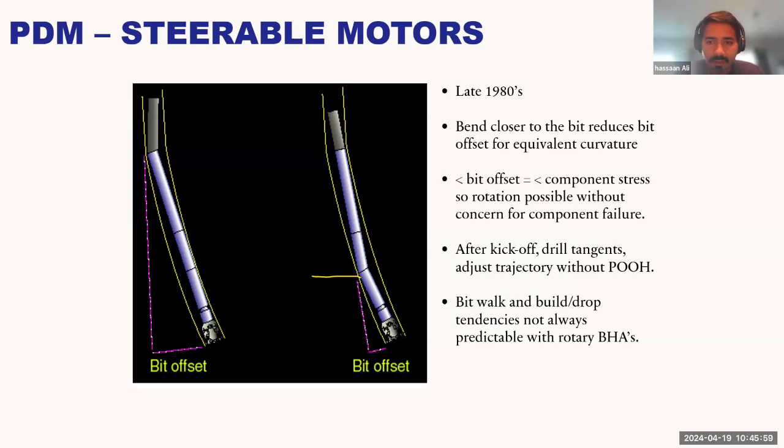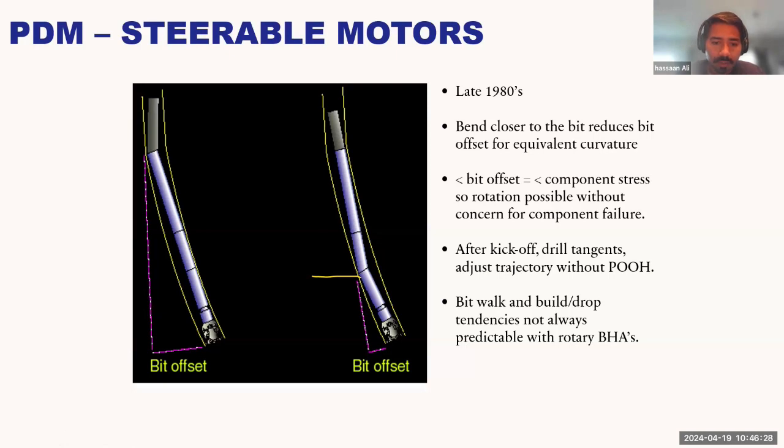The lesser the offset is, the lesser the component stress is, so you will be able to rotate without the concern of component failure. So usually you can either land your bent sub right on top of your PDM, or if you want more of an offset, then you can have a joint of drill collar, and then you will have your bent sub.